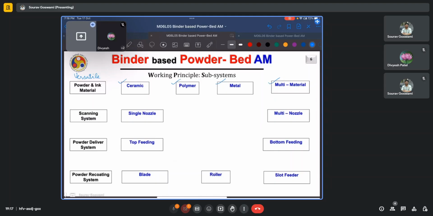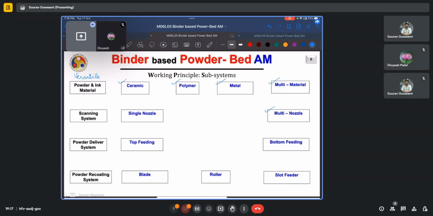The scanning system will be the ink head using either a single nozzle or a multi-nozzle. So single nozzle technology is here given just for the sake of completeness, but most commercial systems would be using a multi-nozzle setup because a single nozzle setup will simply not be economical to use or simply impractical.